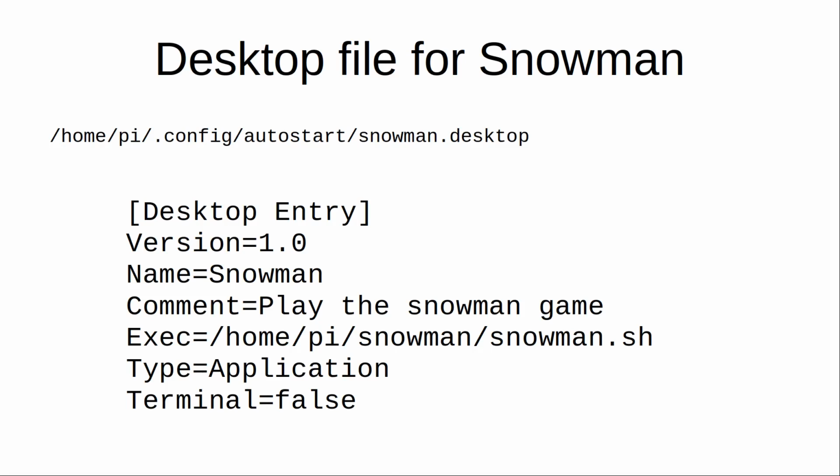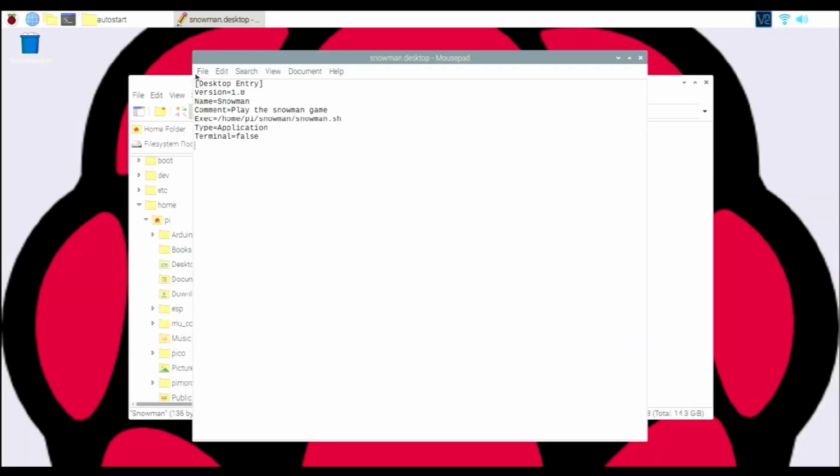You can save this in /home/pi/.config/autostart/snowman.desktop, and then it will start automatically whenever the computer is restarted. And the same technique can be used for other programs that need qjoypad, such as the Raspberry Pi robots that I've made.